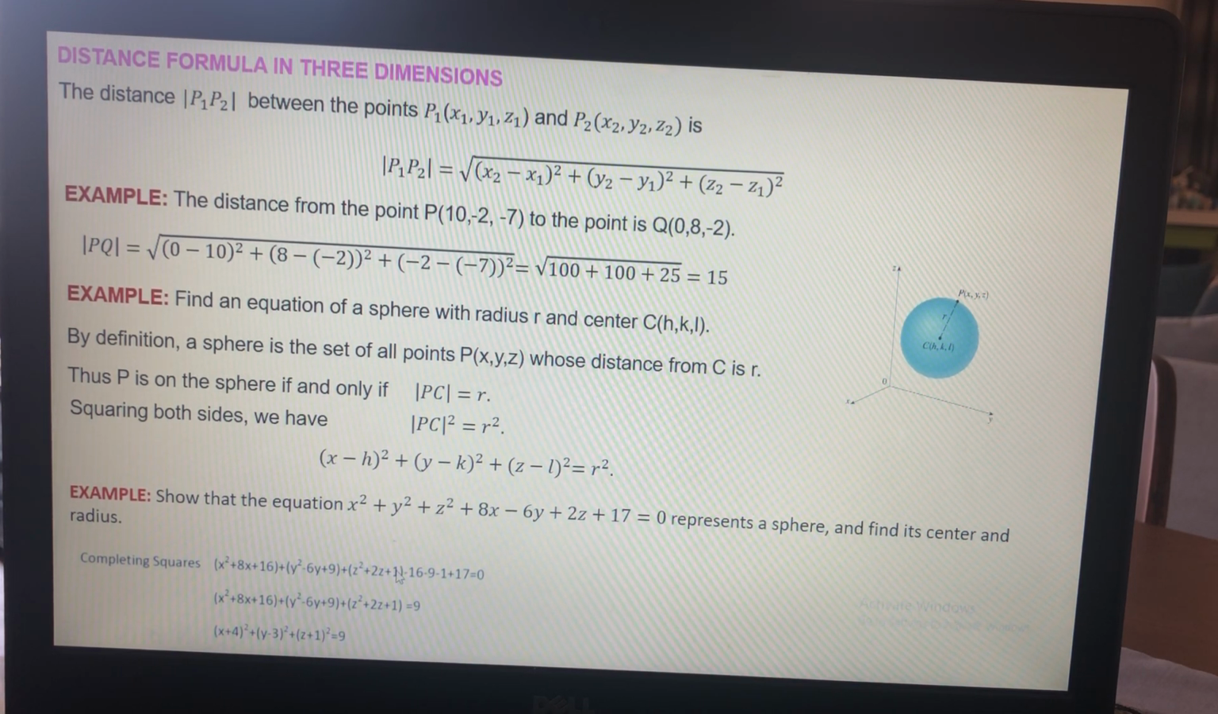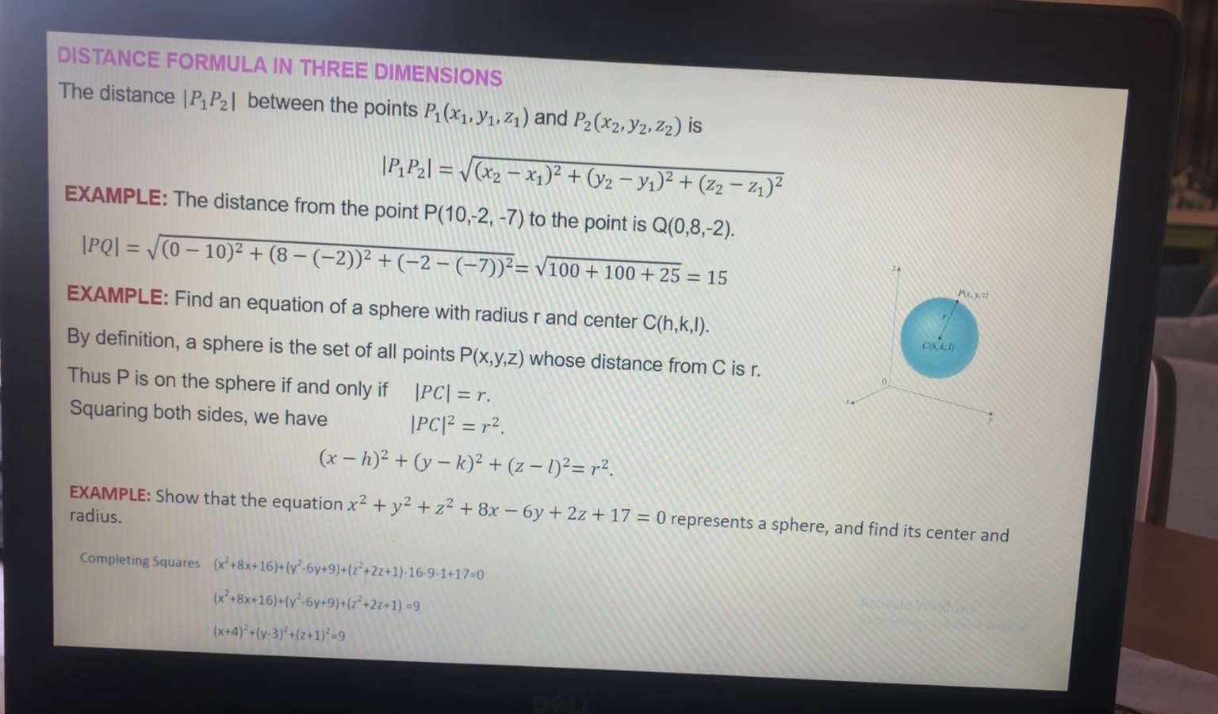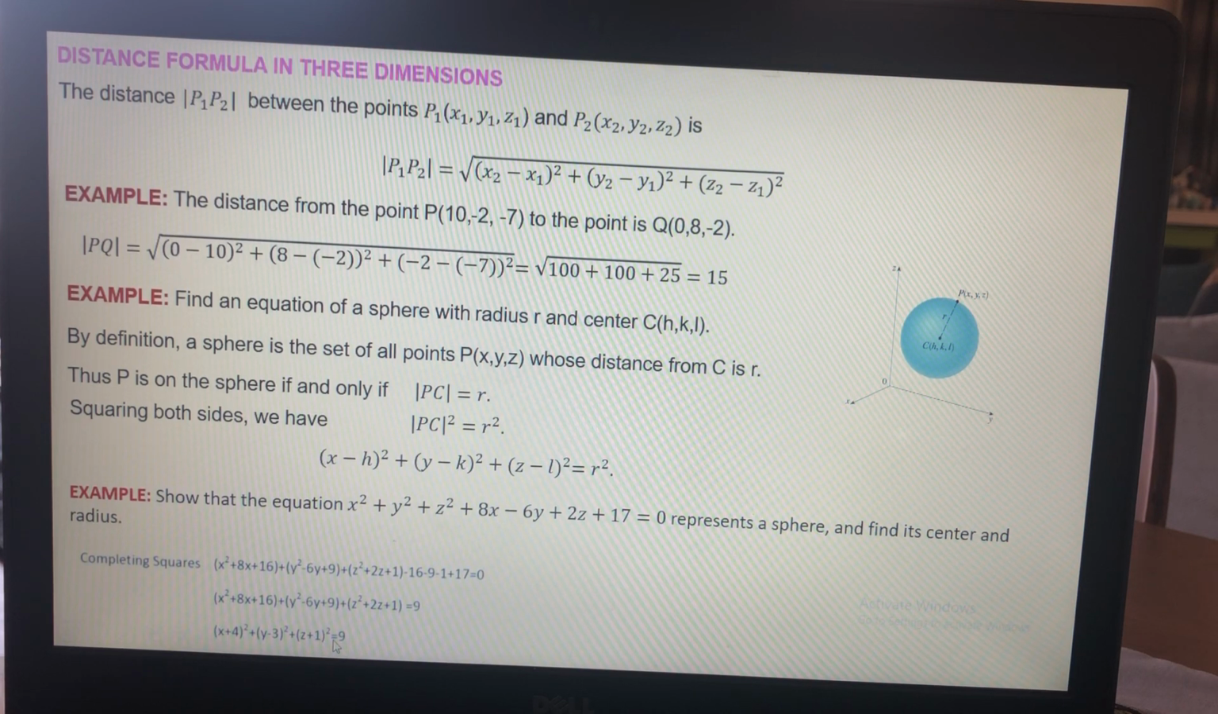I'm adding 1 here. Since I add those, I don't want to change the equation, so I need to subtract the same values from here. Plus 17 is already there, I am also putting it there. And if you calculate these constants, it will be minus 9. So let's put this one onto the right-hand side. It will be 9. This term is exactly (x plus 4) squared, this term is (y minus 3) squared, and this term is (z plus 1) squared equals 9.